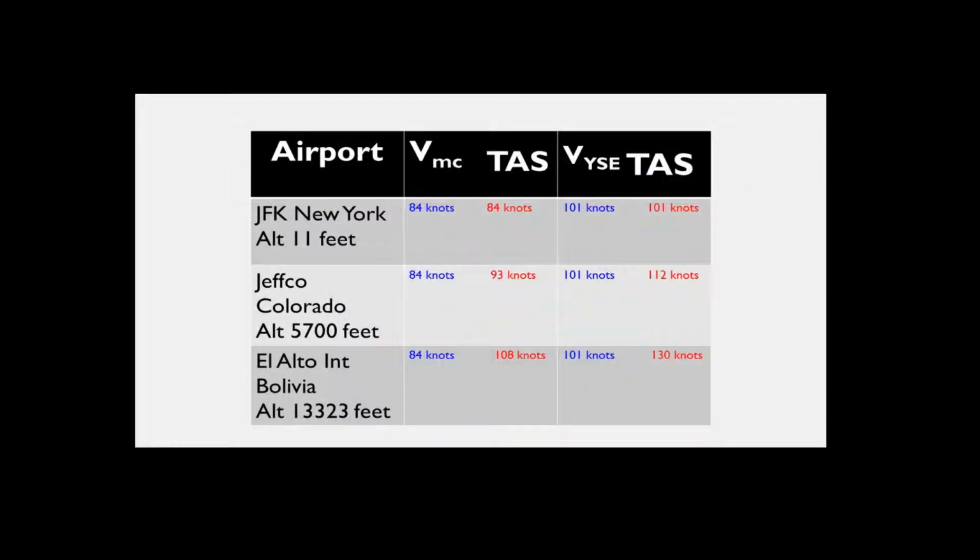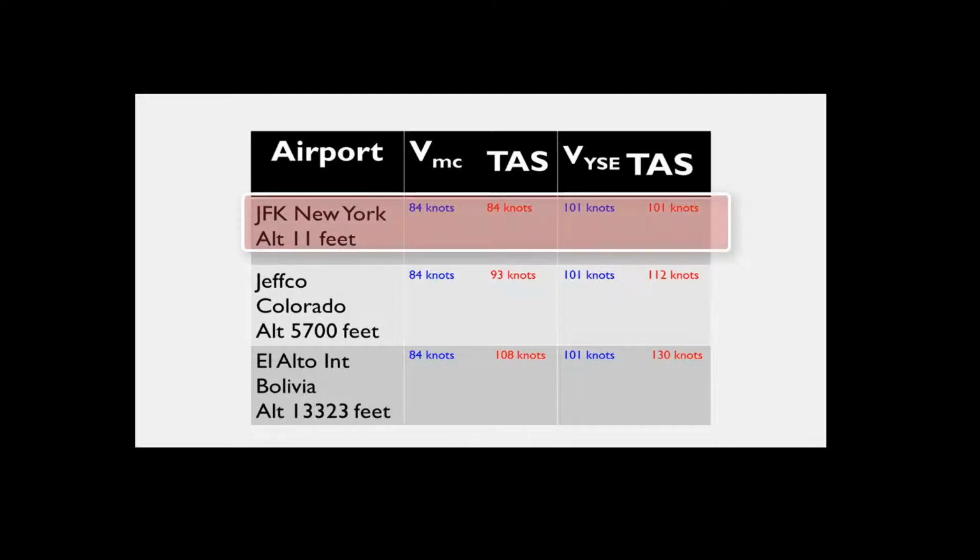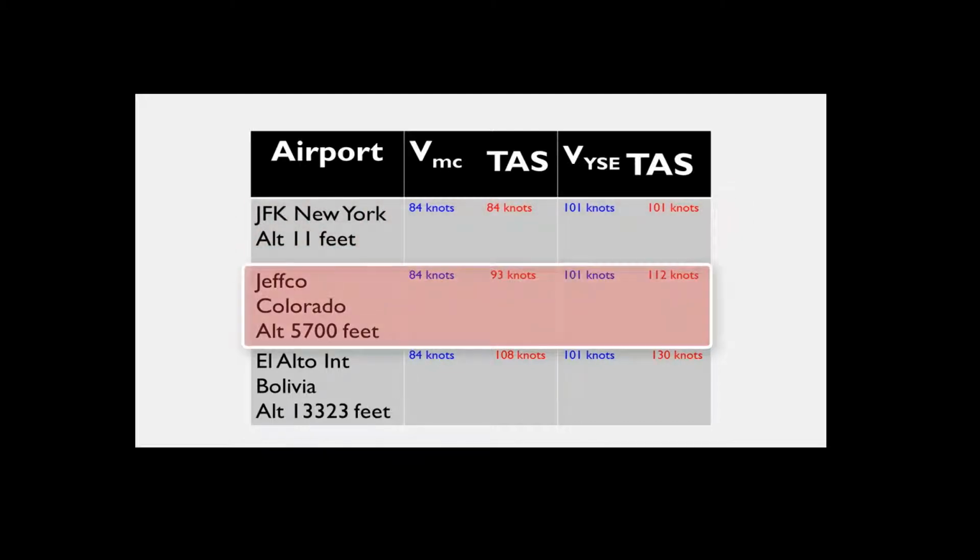Let's have a look at these implications if we want to take off from different airports. JFK is virtually at sea level, so our VMC is 84 knots and our true airspeed is also 84 knots. Our VYSE is 101 knots and our true airspeed is also 101 knots. At Jeffco in Colorado, the altitude is 5,700 feet. Now when our speed indicator says 84 knots, our true airspeed is 93 knots. The true airspeed at blue line speed is now 112 knots.